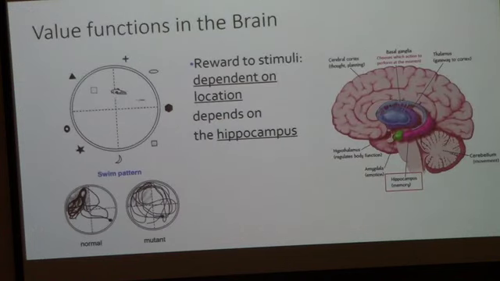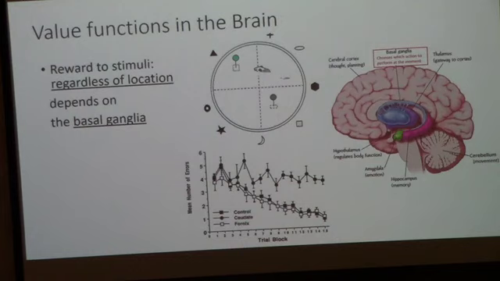Okay, so he did this example of the mouse. The important thing here is that if you're associating rewards with a particular location, that happens in the hippocampus. Whereas if you are associating the value with a certain object, like the green podcast or something, then that's happening in the basal ganglia.